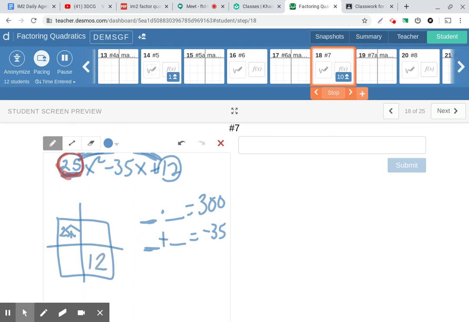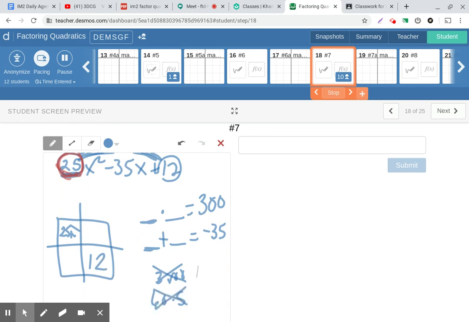So what two numbers add up to 35 and multiply to 300? Okay, let's see. 300 is 3 times 100. But if you add 3 and 100, you're not going to get 35. So that's not going to work. Let's see. 60 times 5 is 300. But if you add 60 and 5, you're not going to get 35. That's not going to work.